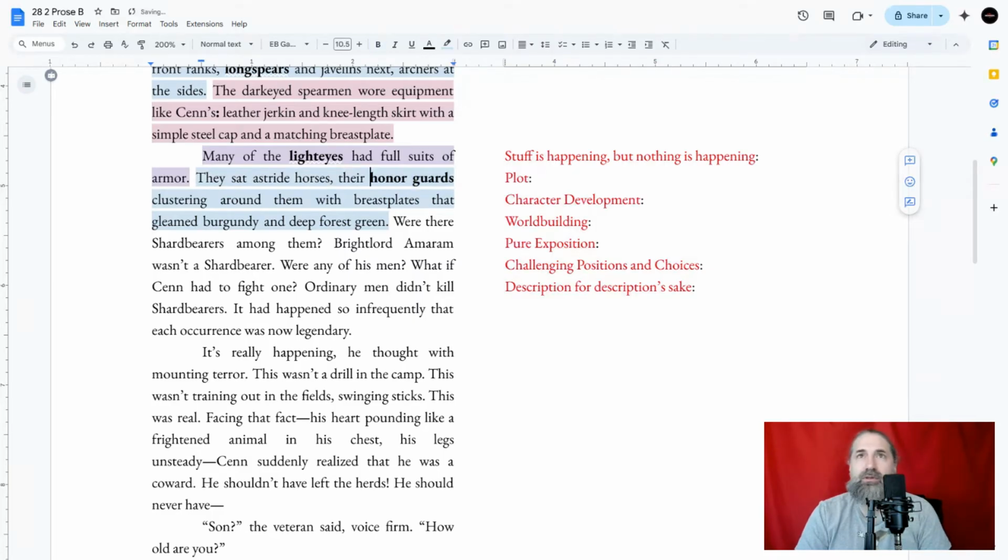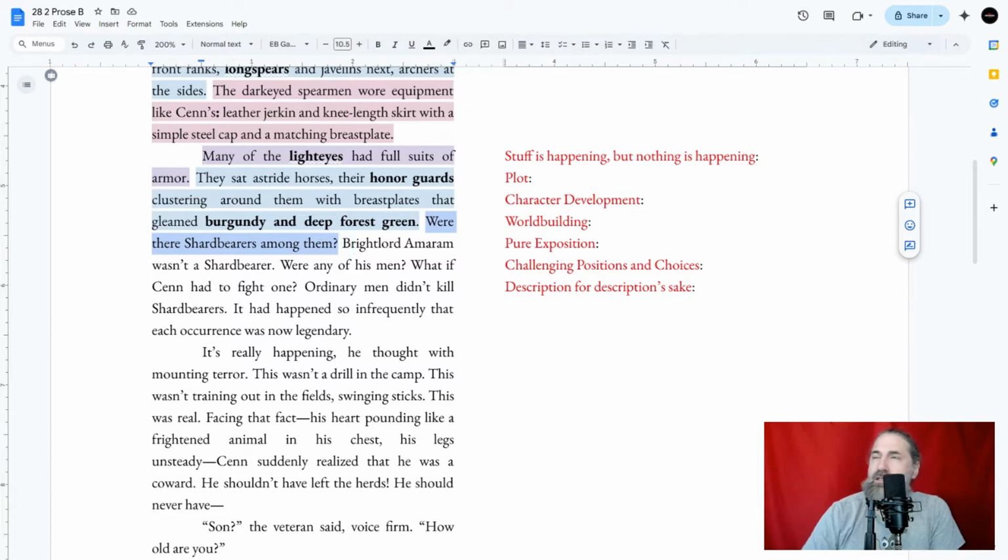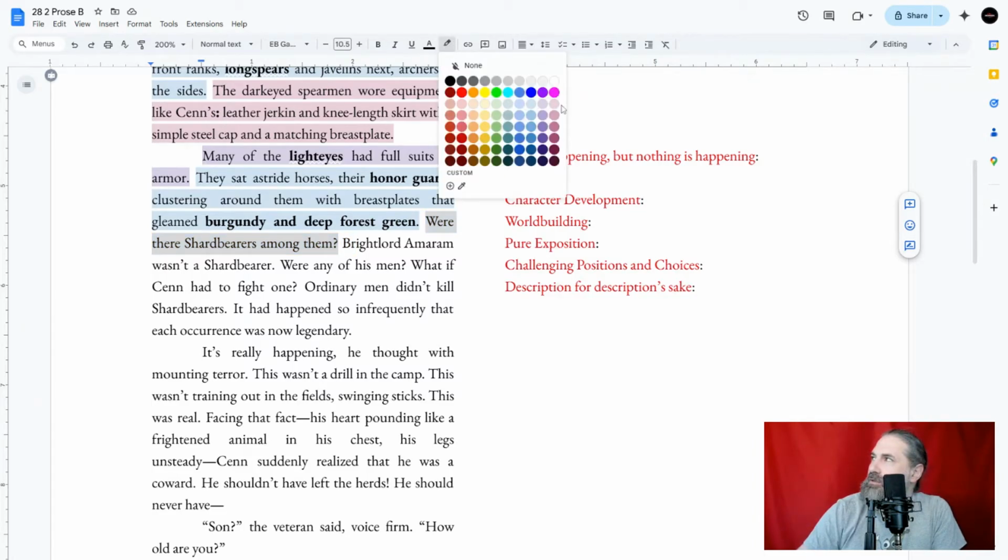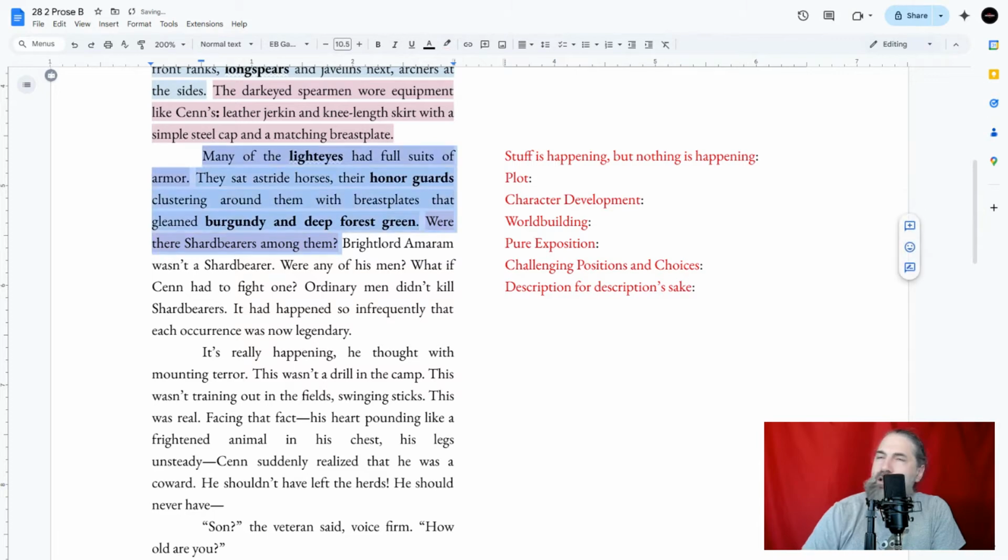All right, so example, horses, not world building. Honor guards, world building. Clustering around them with breastplates that gleamed burgundy and deep forest green. This is world building because of the style of the breastplate. Were there shard bearers among them? Oh, all right. So this is definitely Sen's POV. So everything here is character development plus whatever else it is. So it looks like a lot of world building. This is also now plot, world building, and character development.